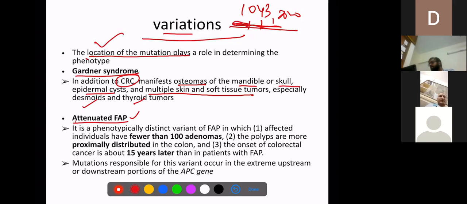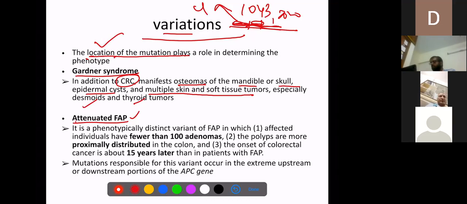In this segment, if the mutation occurs, it's going to be classical. The next segment, but all are neighboring regions only. Depending on the location, all the locations are given where it occurs in Gardner syndrome, in attenuated FAP, and in classical FAP. Everything is given in the text. But I don't want to proceed further with that; I don't think questions can be framed from that. Just have a concept that depending on the location of the mutation, the phenotype will be decided.